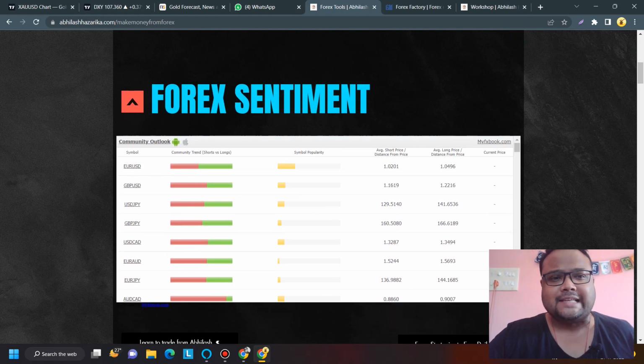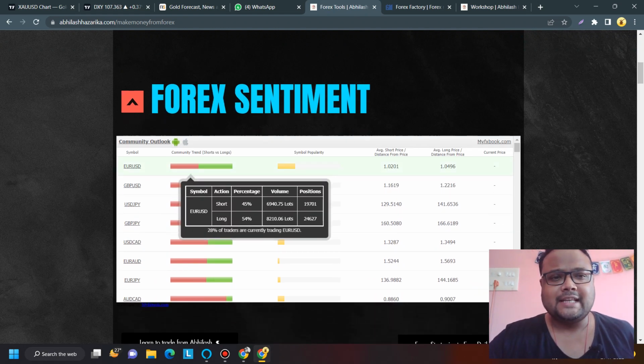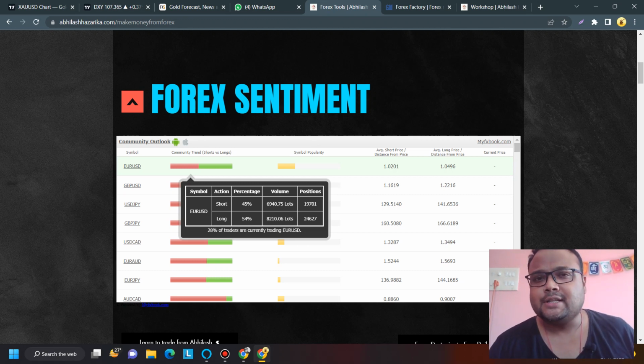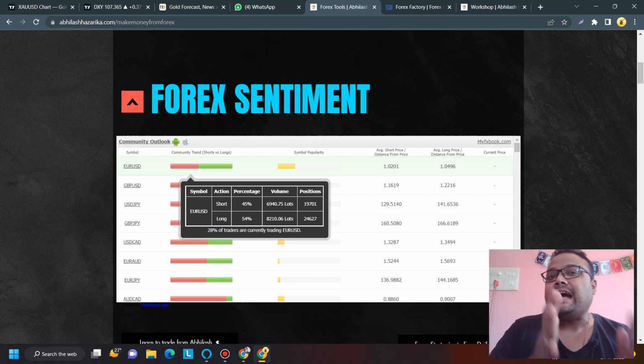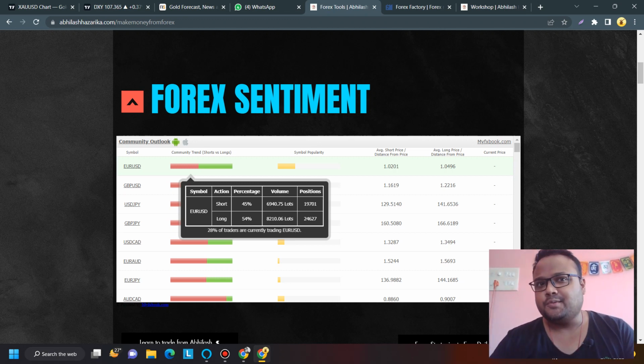And if we look at the Forex sentiment meter, we can see that 45% of retail traders have taken a short position and 54% are on the long side. So the retail traders are also quite confused right now regarding the direction of Euro USD.